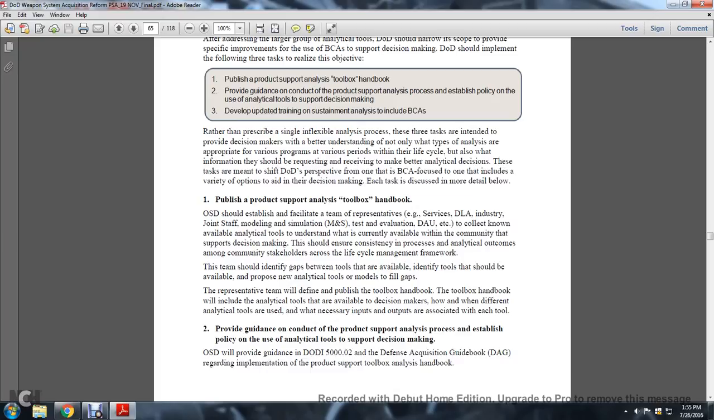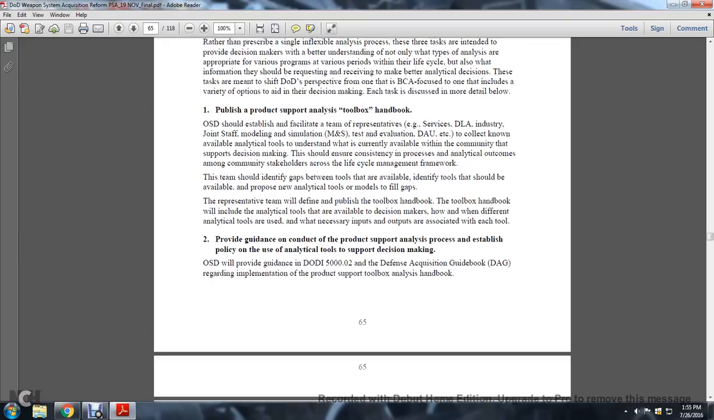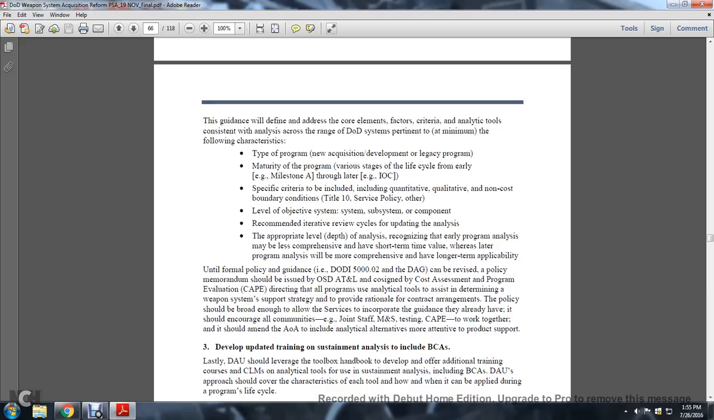The Office of the Secretary of Defense will provide guidance in the DOD 5000 series, Instruction 5002, and the Defense Acquisition Guidebook regarding implementation of the product support toolbox analysis handbook. The guidance will define and address the core elements, factors, and criteria for the analytical tools consistent across the range of the Department of Defense, pertinent to, at a minimum, the following characteristics: type of program, such as new acquisition, development, or legacy; the maturity of the program at various stages of the life cycle, from early milestones through later IOCs; and specific criteria including quantitative, qualitative, non-cost, binary, cost, level, objective, systems, and subsystem components.